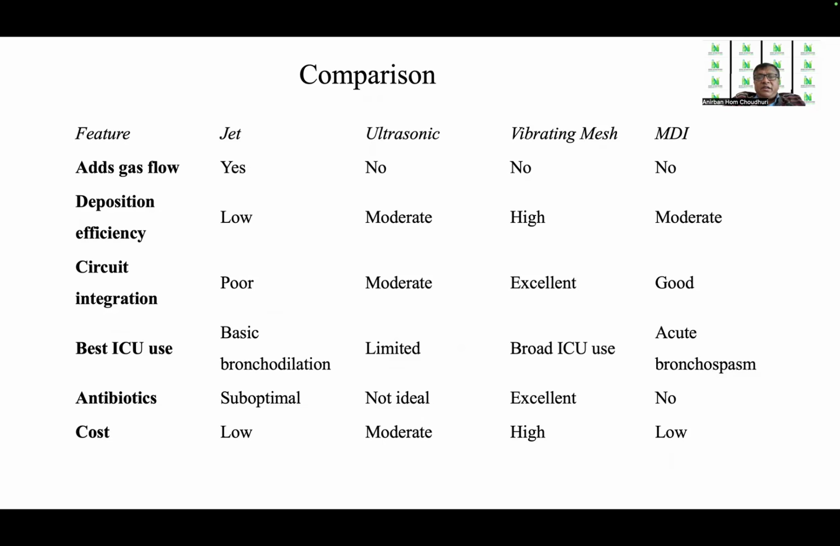Circuit integration is excellent in vibrating mesh, moderate in ultrasonic, good with MDI, but poor with jet nebulizer. Best ICU use is in case of vibrating mesh because it has broad ICU use. MDI is useful in acute bronchospasm. Ultrasonic has limited use, and jet is used mainly in basic bronchodilation when patients are preferably not on ventilator. Antibiotics are excellent with vibrating mesh, suboptimal with jet, not ideal with ultrasonic or MDI. The cost is high with vibrating mesh. It is moderate with ultrasonic, and it's low for both jet and MDI.